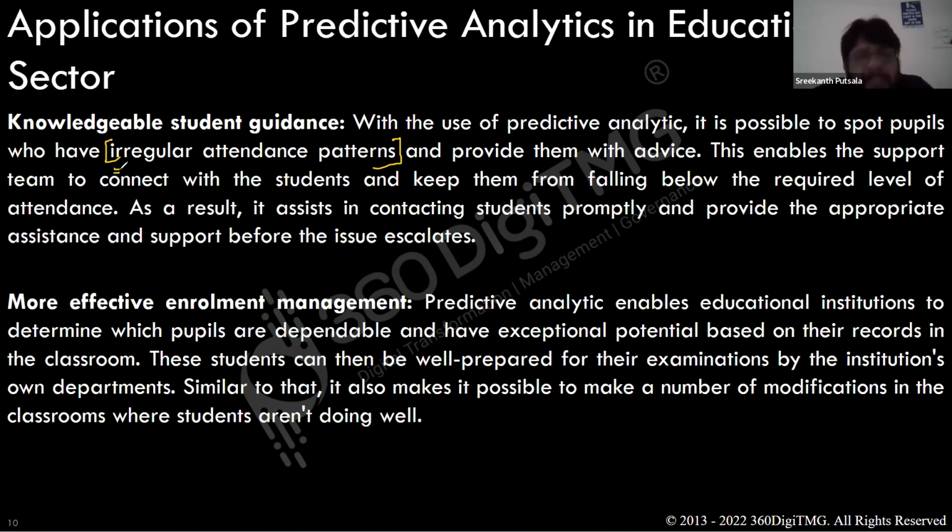And we can do the prescriptive analytics, right? We start with descriptive analytics and then we go for prescriptive analytics. In the case of prescriptive analytics, the team will be connecting with the students and keeping them from falling below the required level. We have the attendance pattern in colleges and all. They may say that 60% of attendance is mandatory for attending any exam. If it is below 60%, they will not allow me to write an exam, right? So that is something very important, the attendance that has to be made.